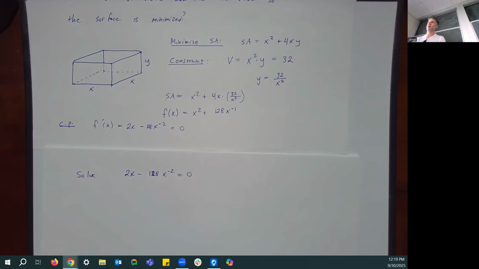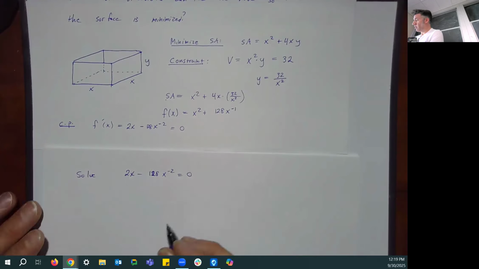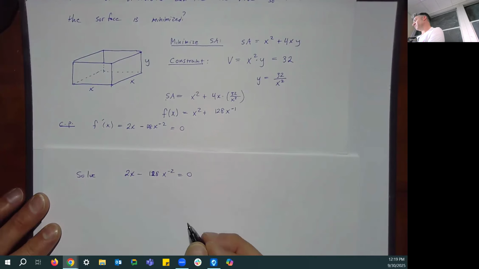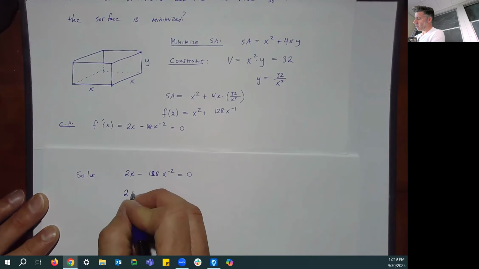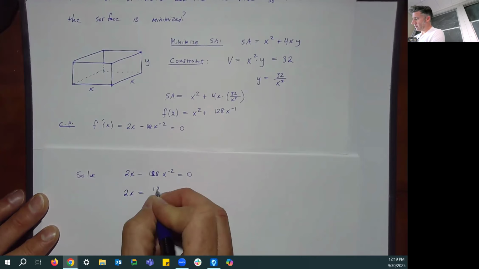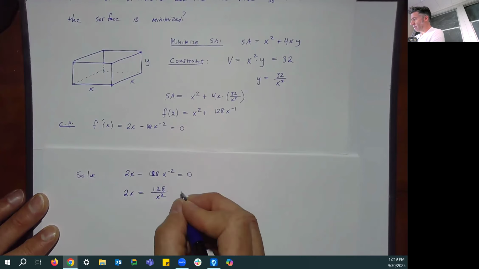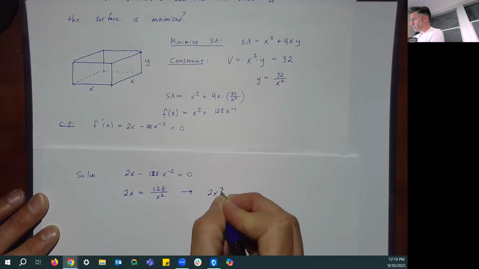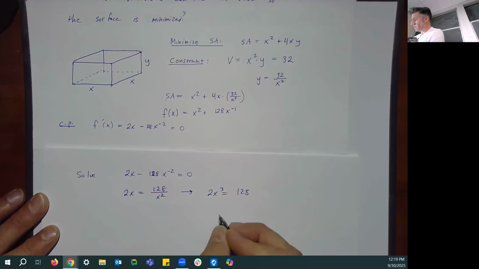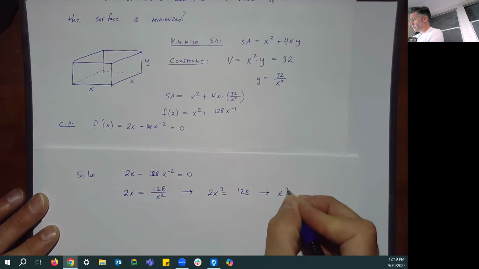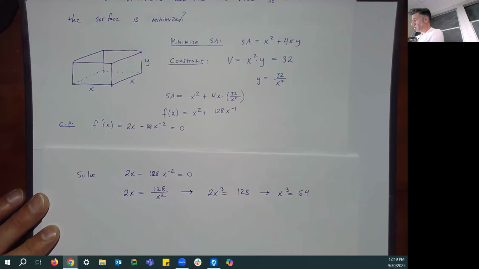There's a couple ways to do this. I would probably do it the following way. I'd probably write it as 2x equal to positive 128 divided by x squared, multiply both sides by x squared to get 2x cubed equal to 128, divide both sides by 2 to get x cubed equal to 64, and then take the cube root of both sides and get x equal to 4.